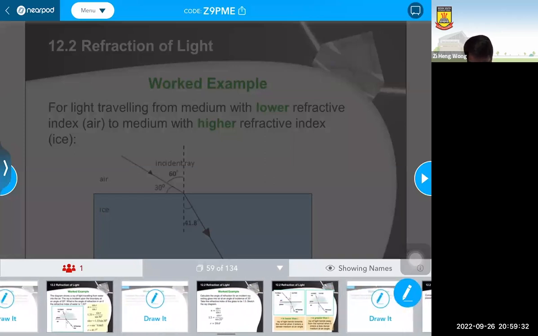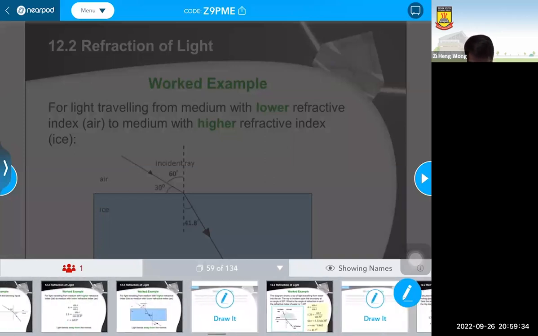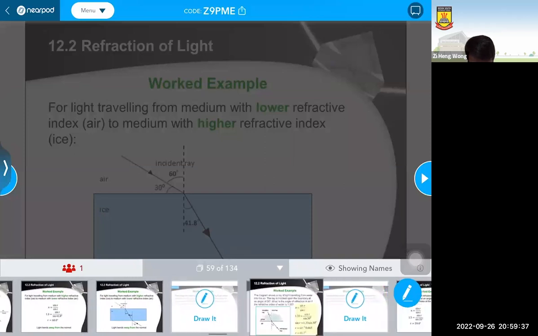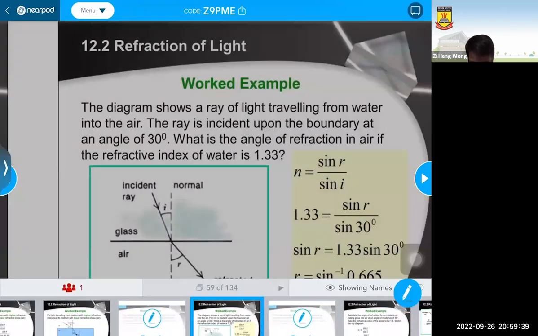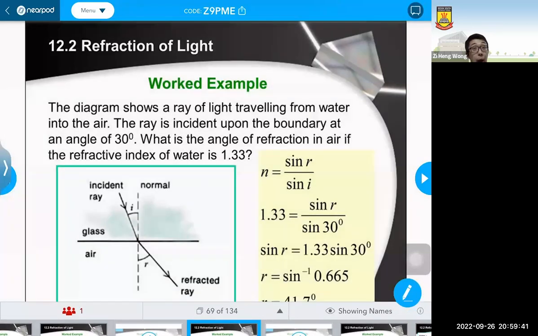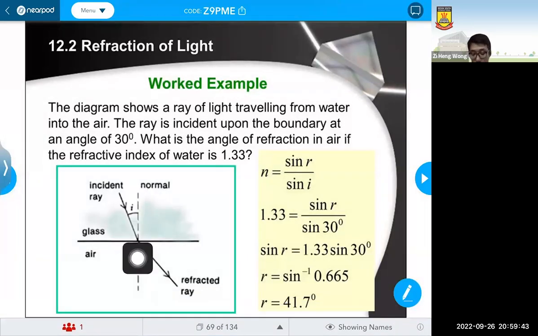Then after that I have examples of it exiting. So if it's exiting, I use sine r over sine i. Now over here you can see it's traveling from glass to air, denser to less dense. So now it will speed up, it bends away from the normal. You can see that it goes away.